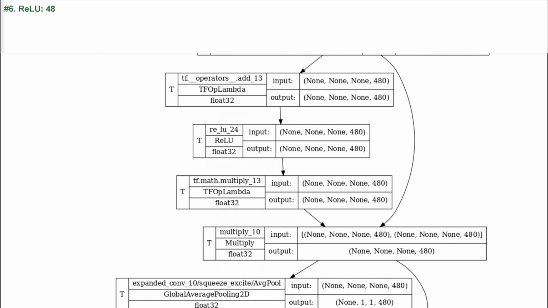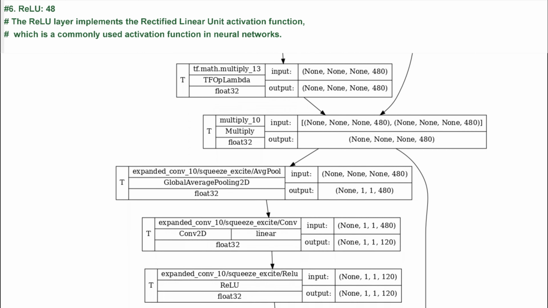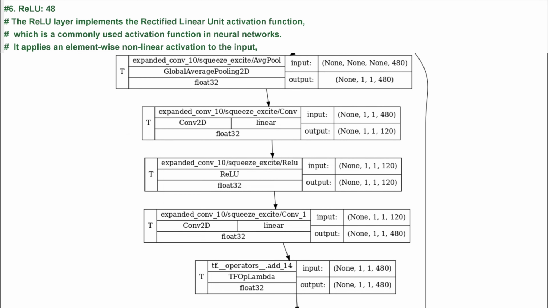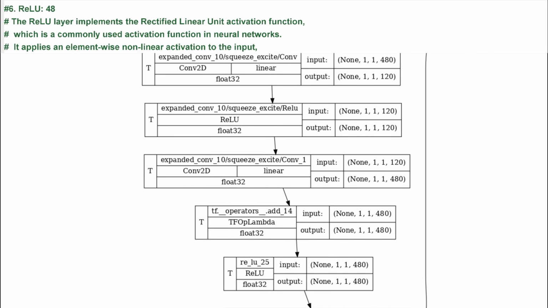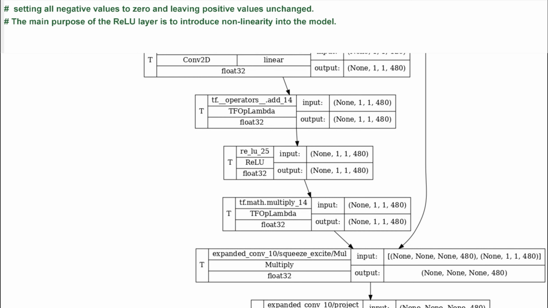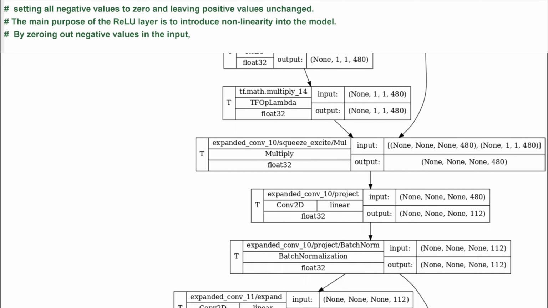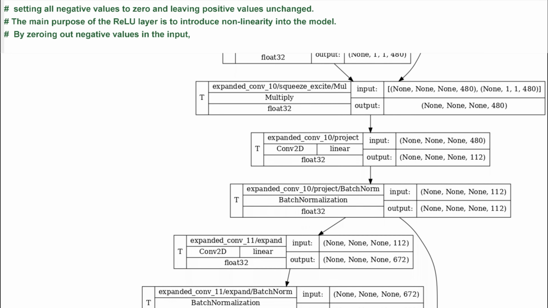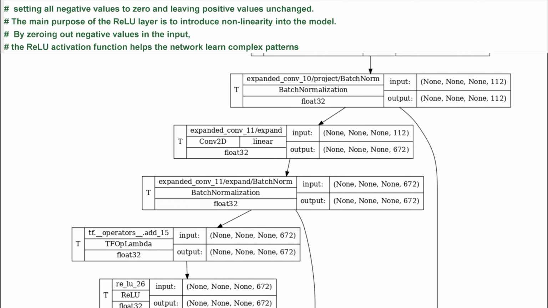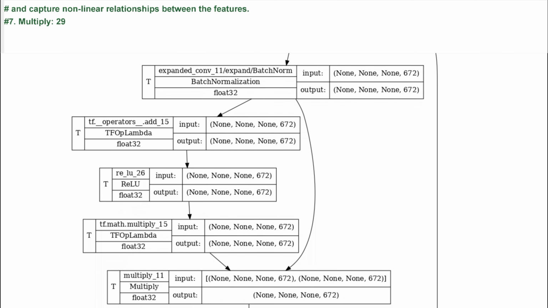6. ReLU, 48. The ReLU layer implements the rectified linear unit activation function, which is a commonly used activation function in neural networks. It applies an element-wise nonlinear activation to the input, setting all negative values to 0 and leaving positive values unchanged. The main purpose of the ReLU layer is to introduce nonlinearity into the model. By zeroing out negative values in the input, the ReLU activation function helps the network learn complex patterns and capture nonlinear relationships between the features.